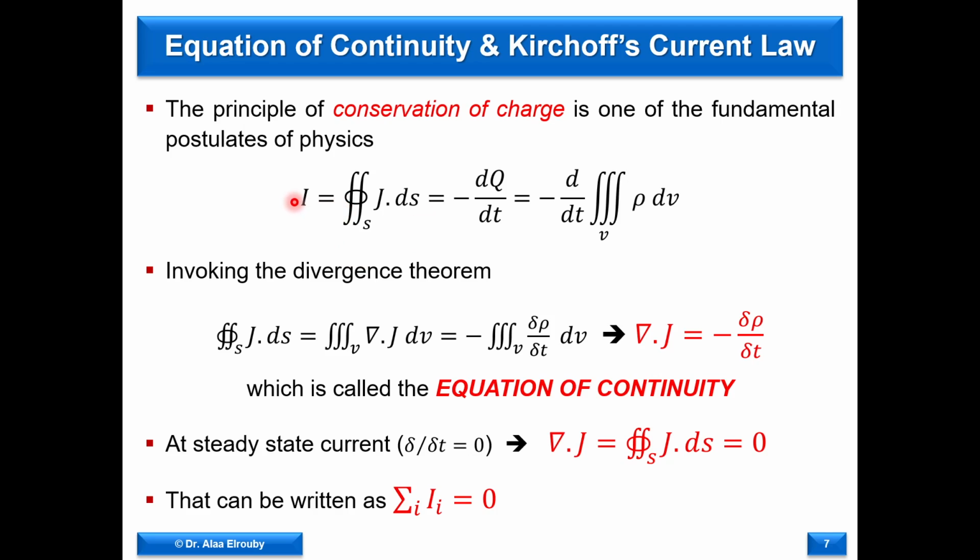We know that current equals dQ by dt. We have the negative sign here because this is the total charge inside the volume and this is the current going out. So when the charge decreases, it means that the current goes out. If the charge increases, it means the current goes in. So this sign is related to the direction of the current, the definition of positive and negative. Positive here is out of this closed surface.